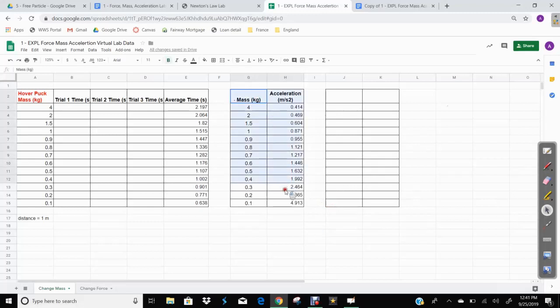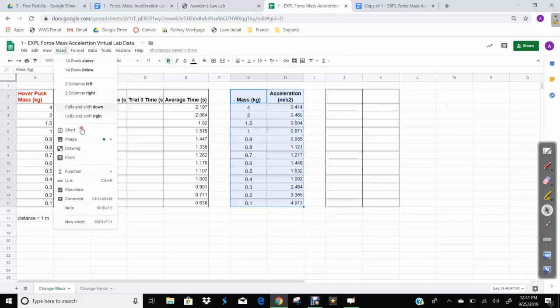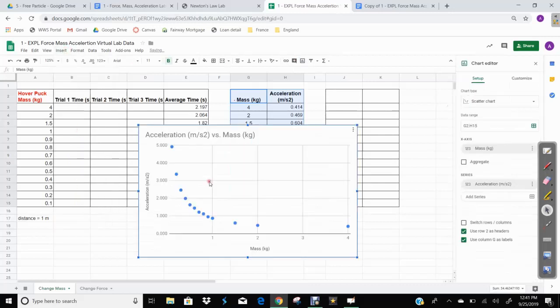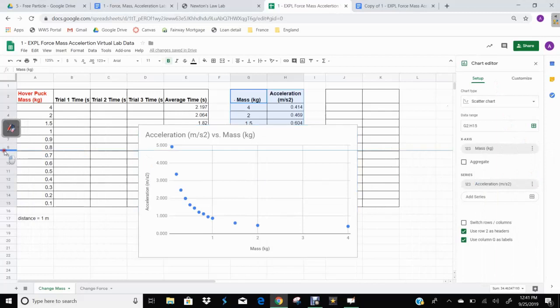So we're going to highlight everything. Okay. We're going to hit the chart button, or you can go to insert and then chart right here. It's been a minute since we've done this, and it has populated a graph for me, and I just want to make sure that everything on this is correct. So let's take a look here.